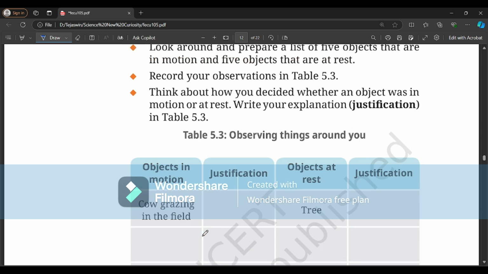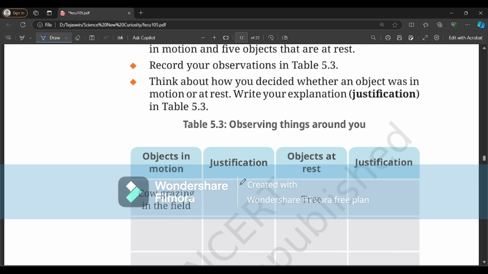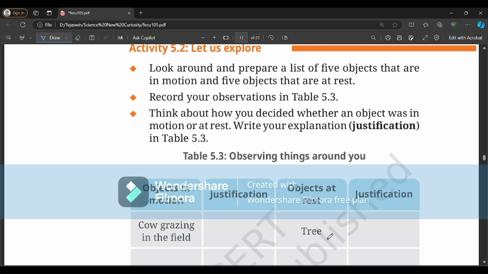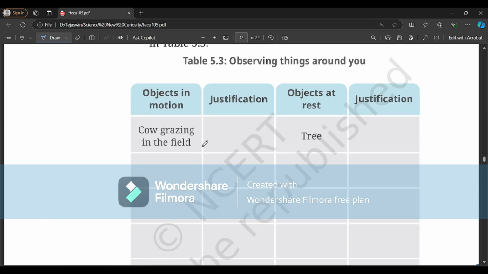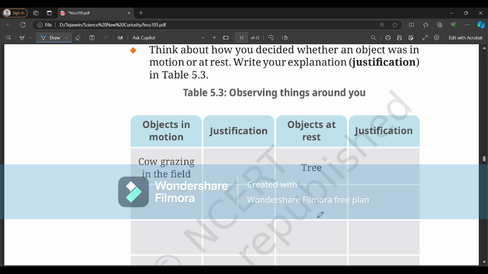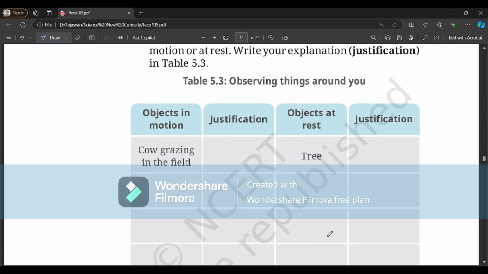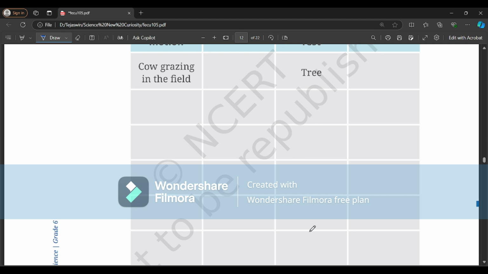Why is the cow grazing in the field in motion? Because she is moving around in the field. And why is the tree at rest? Because from your point of view it is not moving. So you are the reference point who is seeing the thing. You have to make a list of things which are moving and which are at rest. Here, a fan is moving in the class, hands of a clock are moving, a fruit falling from a tree is moving, and some ships or buses are moving. Objects at rest are a tree, bench, wall, table; all these things are at rest.